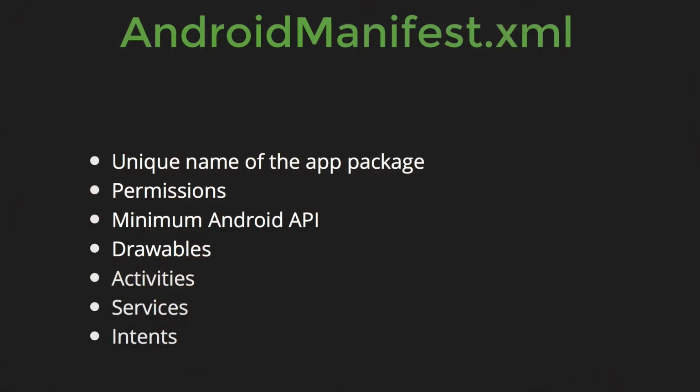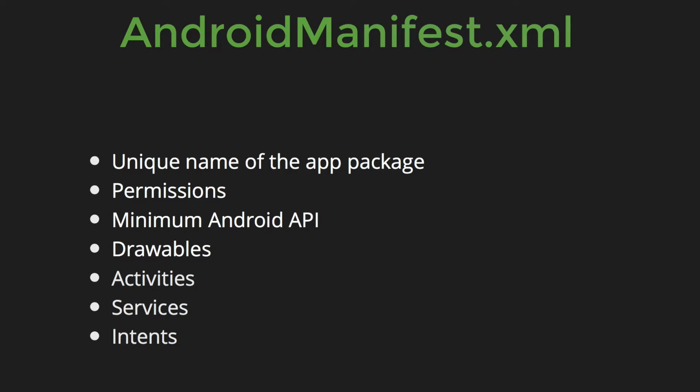It also has the unique name of your application as it gets published. You specify the permissions. Also, you can specify the minimum Android API that you're going to target, as well as the target API for Android. You also can specify drawables, which are basically the app resources, if you're familiar with those in NativeScript. The drawables, that's a Java thing? Yes, more or less. It's specifically related to Java.